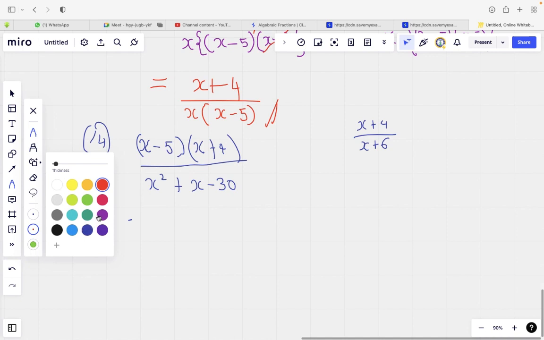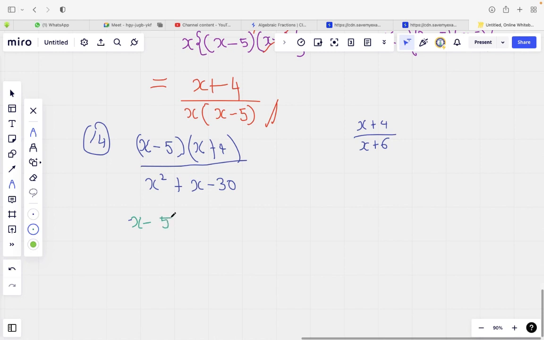For this one, if you want to check my answer, yes, let's go through it like a revision. We have x minus 5 in one bracket, and then x plus 4 in another bracket, all over.